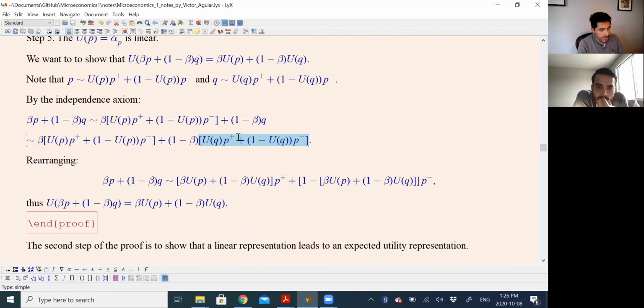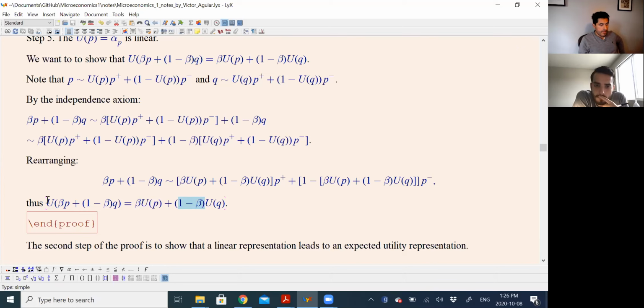Rearranging. So I'm taking this, breaking it up, taking common factor p plus, and then I do the same with p minus, taking common factor p minus. I rearrange all terms, and I get now the term next to p plus, right, is beta up plus 1 minus beta uq, and the term next to p minus is 1 minus that. And this together means that the utility of the mixed lottery, beta p plus 1 minus beta q, is equal to the weighted sum of these utilities, right? So beta of up plus 1 minus beta of uq, okay?